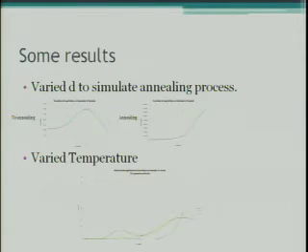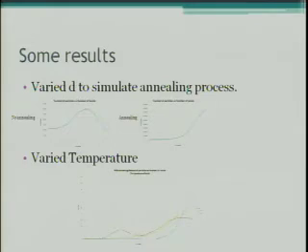So, some results. For one thing, I varied the bond dissociativity to simulate the annealing process, which also depends on temperature. In our simulations, we split the temperature effects into 2 parameters, D and T. D, how quickly the bonds break, changes with temperature, and T, which is just the kinetic energy of the particles, also changes with temperature.